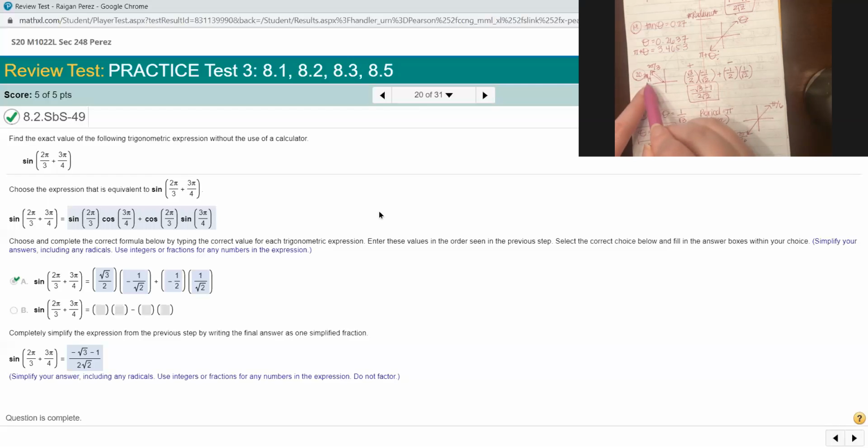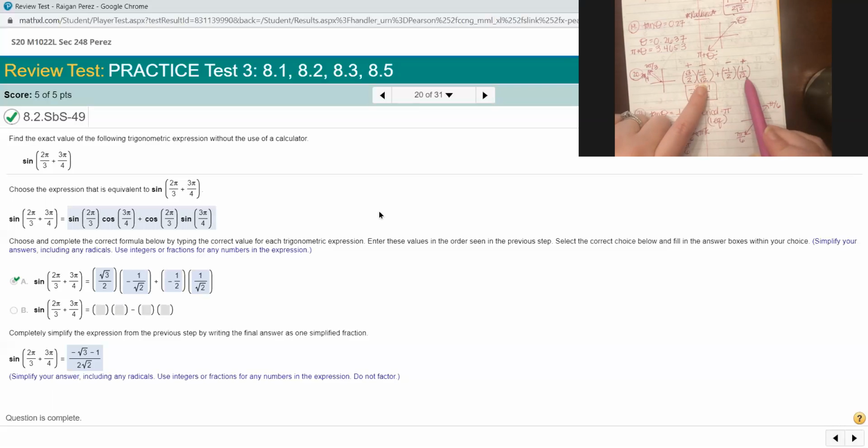The second angle was 3 pi over 4. So again, cosine is negative, but sine is positive. But it was a 3 pi over 4 angle, so they were both 1 over square root of 2. One was just negative, the other one was positive. So then you just multiply and get your answer. 1 times square root of 3 is negative square root of 3, and negative 1 times positive 1 is negative 1, over common denominator 2 square root of 2.